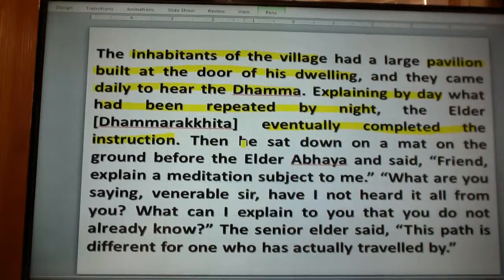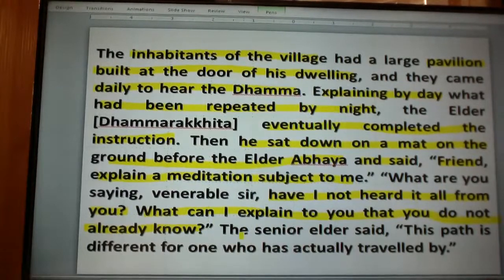Then he sat down on the mat on the ground before the elder Abhaya and said, "Friend, explain a meditation subject to me." What are you saying? Venerable, have I not had it all from you? So what can I explain to you that you did not already know?